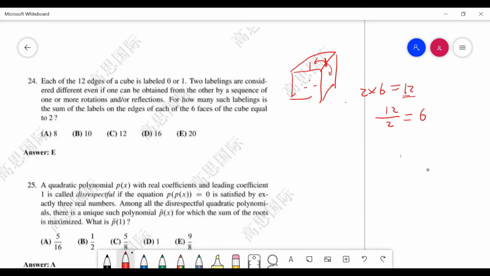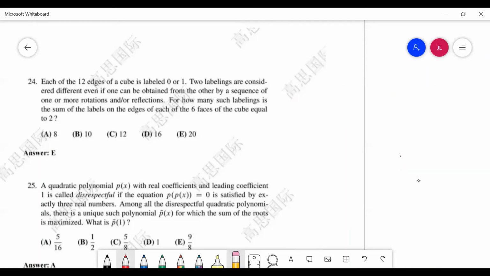That means out of these 12 edges, 6 of them are going to be labeled 1. The other 6 are going to be labeled 0. Right? So then we look at what happens here.